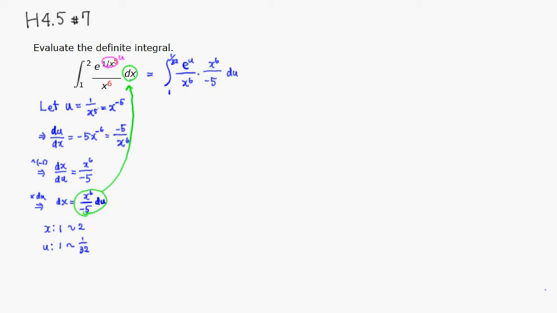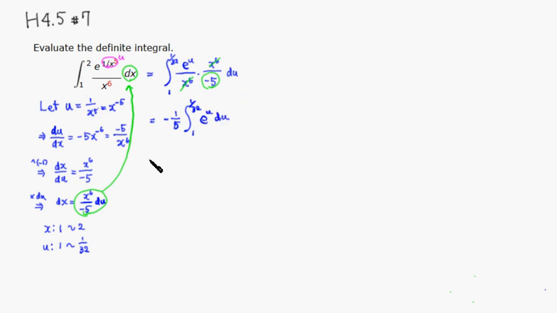Luckily the x to the 6 and x to the 6 cancel out. So we have a constant here, negative 5 sitting on the bottom, so we can pull out the negative 1 over 5. Then you have the integral from 1 to 1 over 32 of e to the u du.